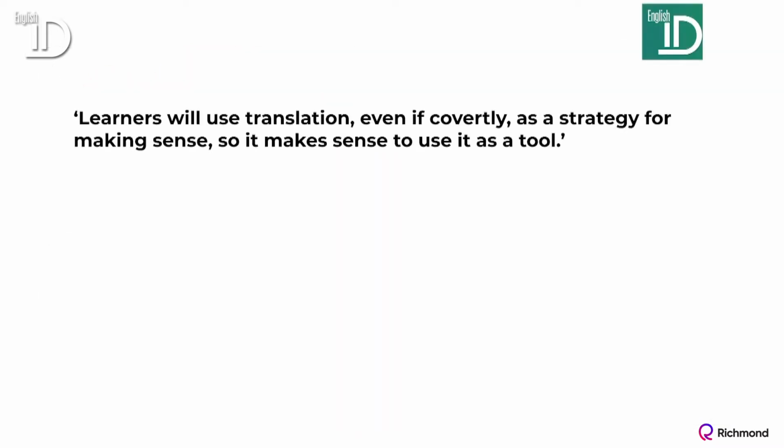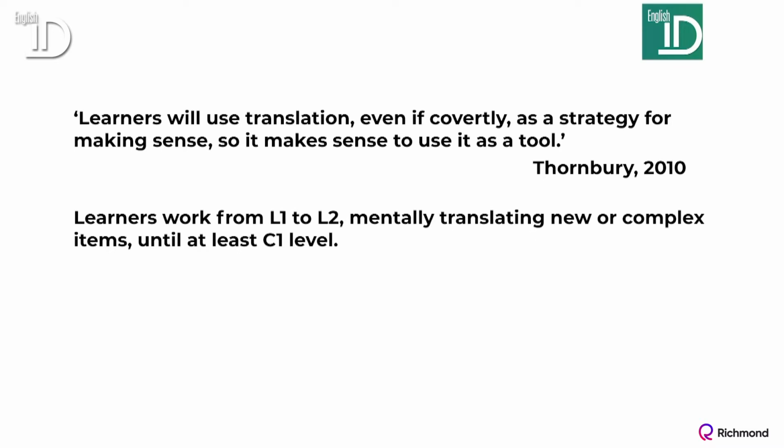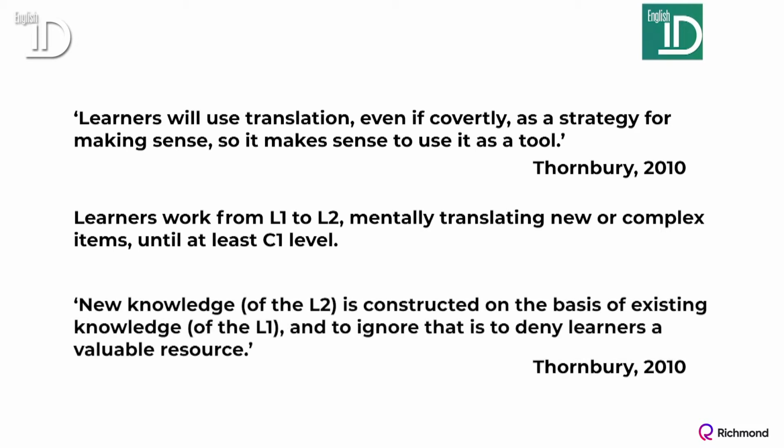Simple. In teen and adult learning, linguistic experts concur that translation is inevitable. Learners work from L1 to L2, mentally translating virtually all new or complex items until at least a C1 level. To ignore this inevitable process or pretend it isn't happening just slows down the learning process, especially with monolingual classes. Contrast and co-construction of new and existing knowledge are a really valuable learning resource, and to deny these processes seriously limits our pedagogy.